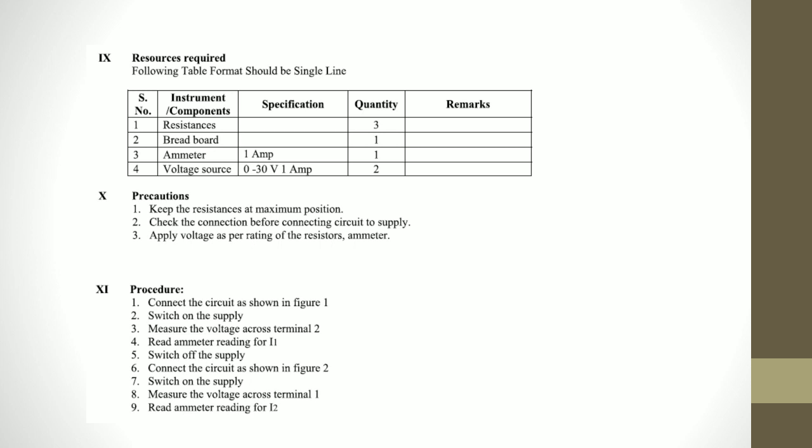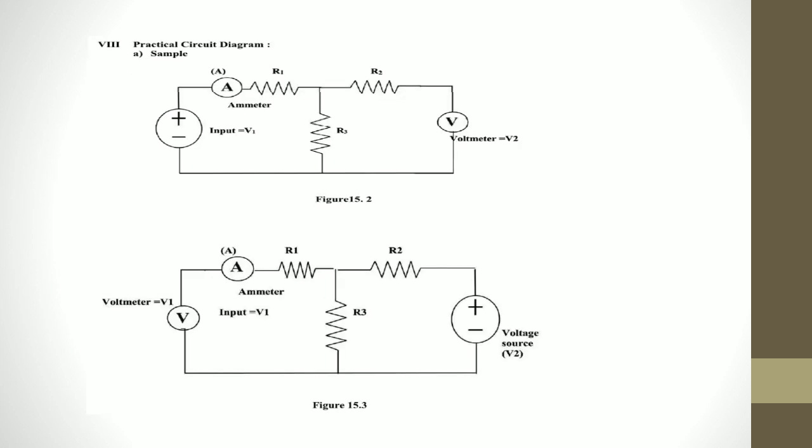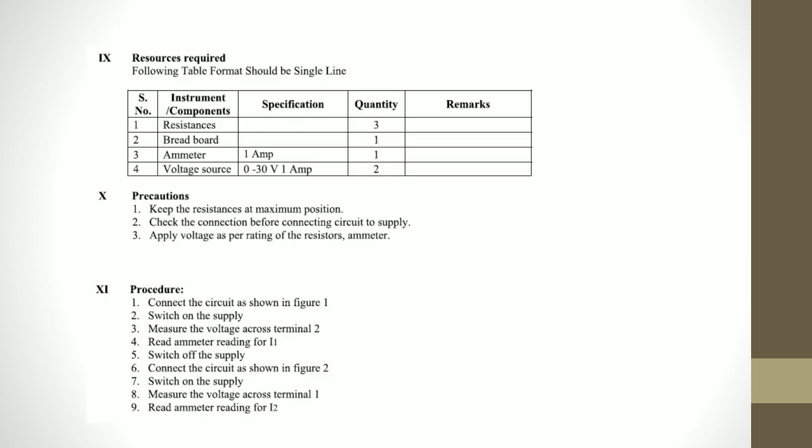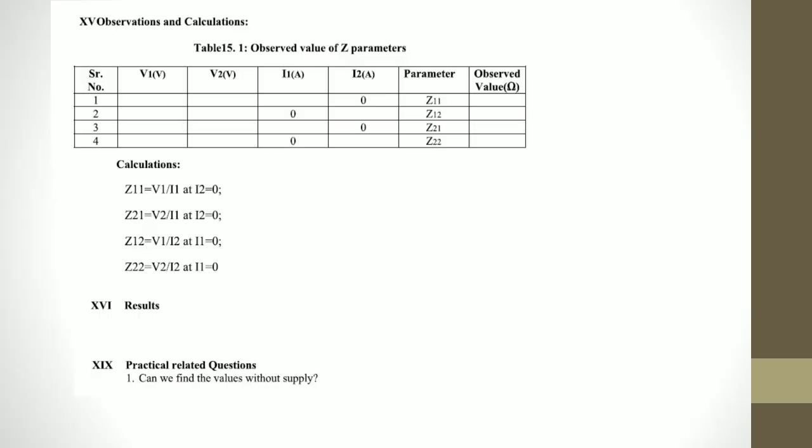Procedure: connect the circuit, switch on the supply, measure the voltage across the terminals, read the ammeter reading, switch off the supply, connect the second circuit, switch on the supply, measure the voltage across the terminals and read the ammeter readings. All the things can be written in this observation and calculation table. Students have to write the practical related questions.